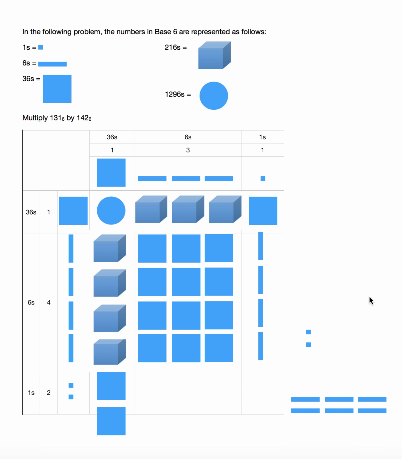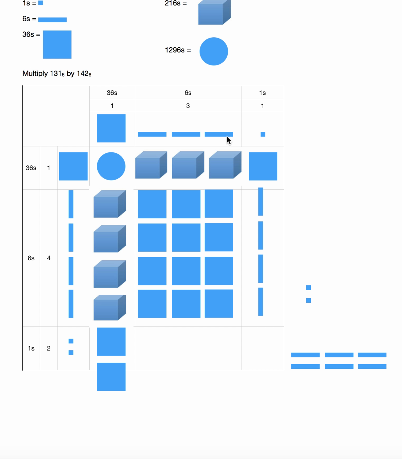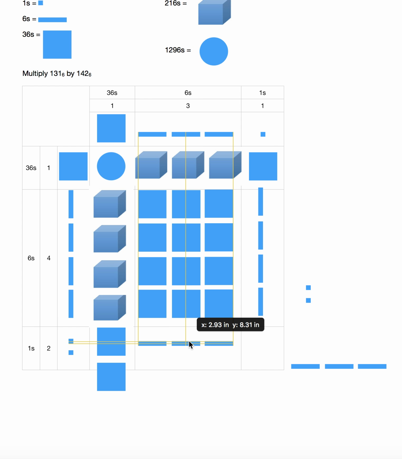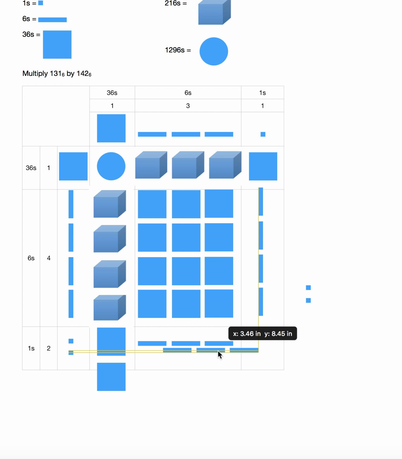And down here, we've got 3 rods times 2 unit squares, which is going to give us, for this unit square, 3 rods, and for this unit square, 3 rods. And then in the very last position, we have 2 1s times 1 1, and that's going to give us 2 1s, or 2 unit squares.